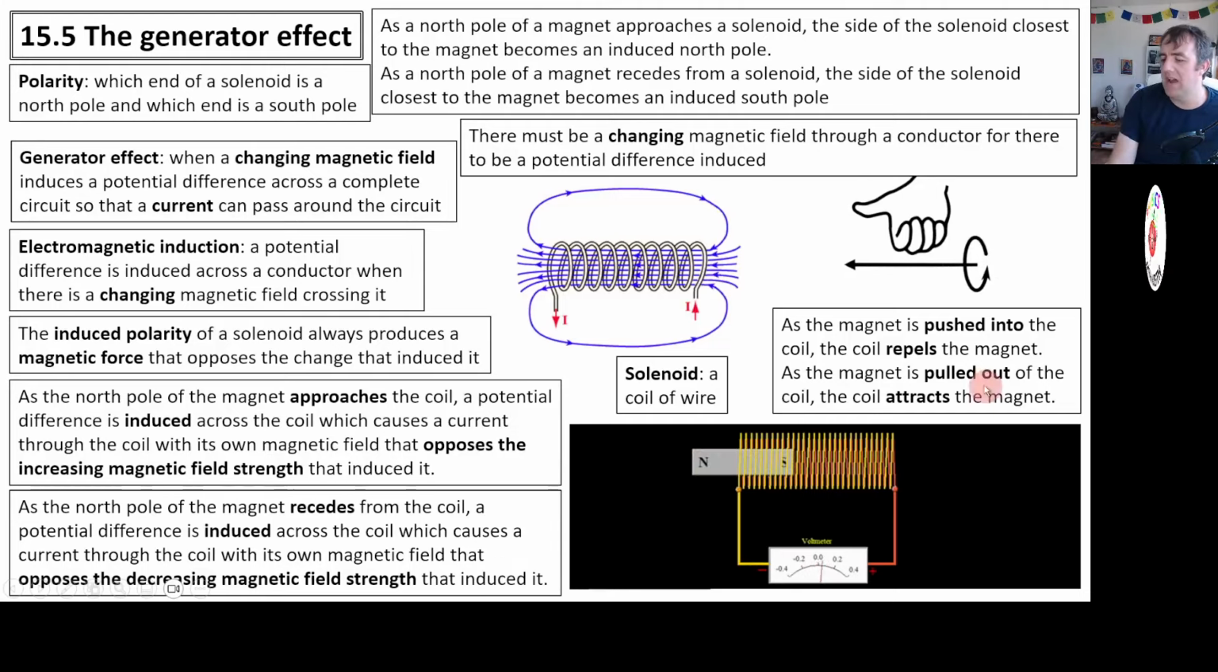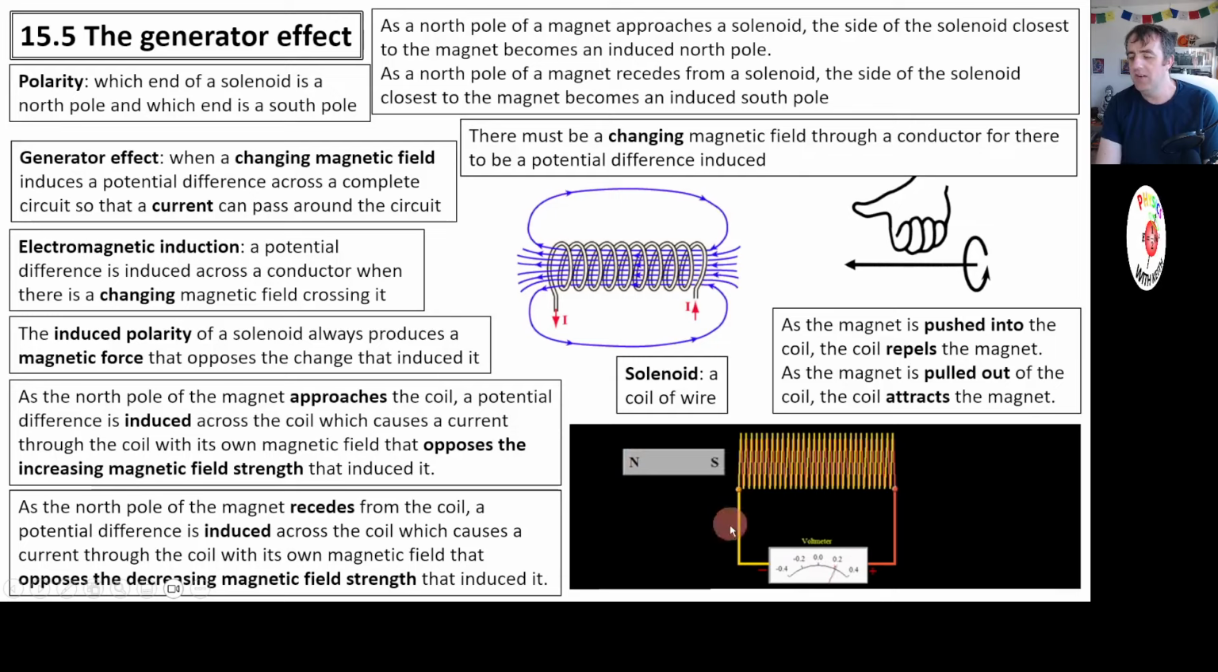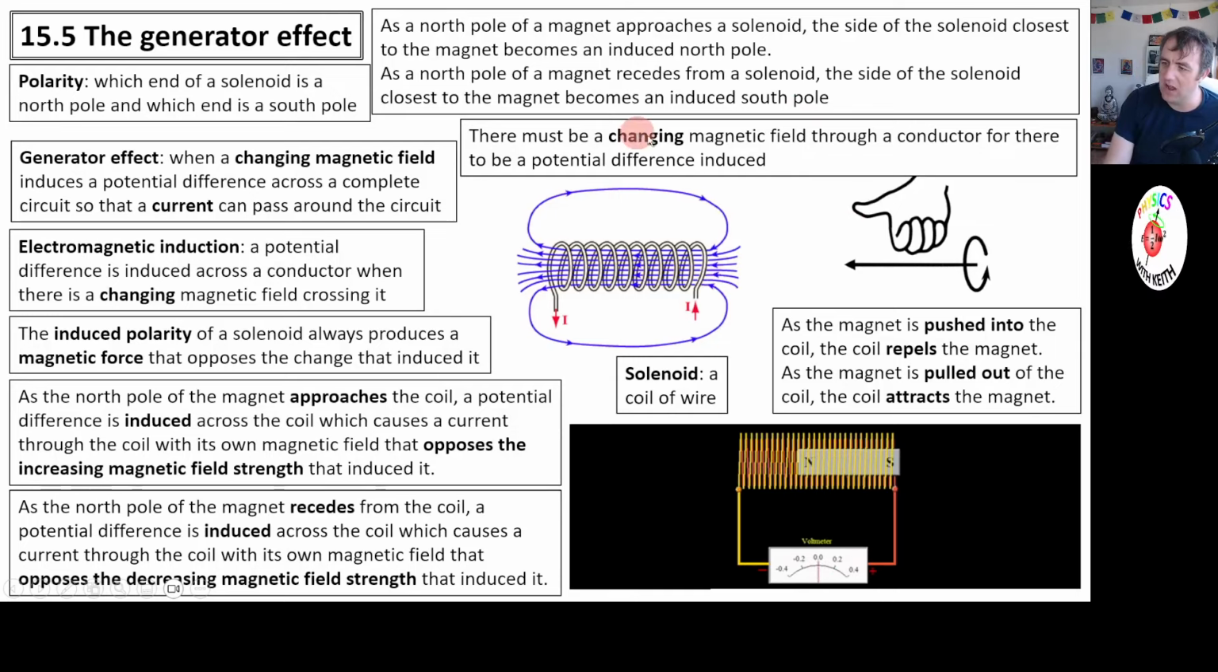If I just sat this magnet here and didn't move it, there'd be no changing magnetic field, therefore there's no potential difference induced. So we have to have a changing magnetic field in order for us to have an induced magnetic field in the coil, in order for there to be an induced potential across the coil.